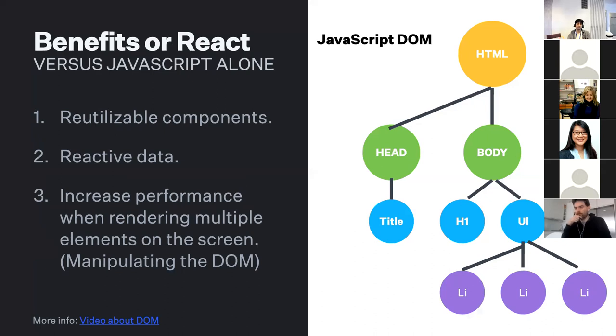And then these are the advantages that we were talking about. Reutilizing parts of the web page is called components. Reactive data is what I meant about keeping the information in sync, and increasing performance because, as you can see on the right, this is the tree that we were talking about in JavaScript DOM. React creates something called the virtual DOM.